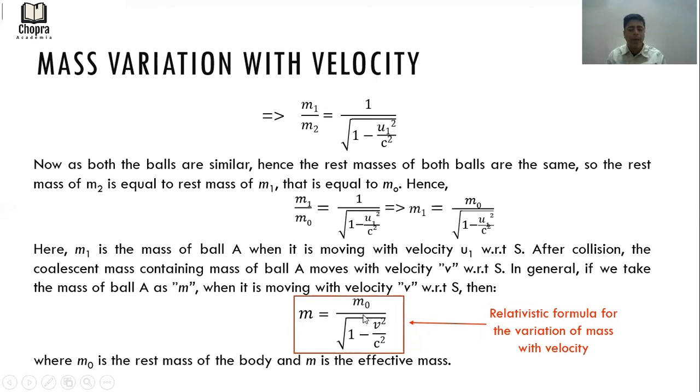This is a very, very important relation, and you see m becomes greater than m naught as the velocity approaches the speed of light.